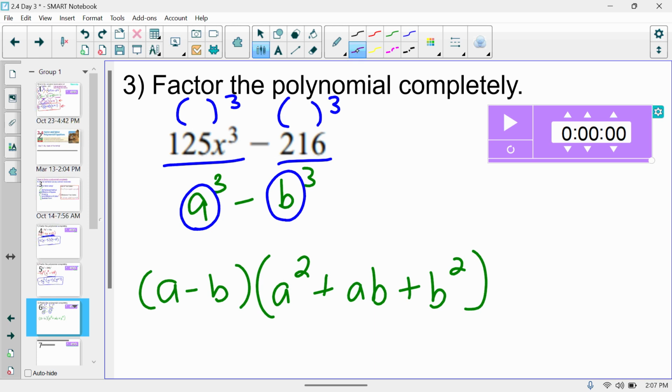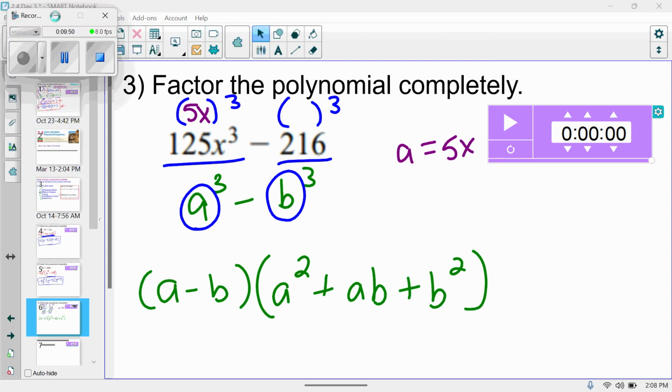So again, go to your formula sheet. 125 is the cube of 5. So you can check 5 to the power of 3 in your calculator is 125. Don't forget about the x in there, though. The x is cubed too. So I'm going to write off to the side, a is 5x. Good.